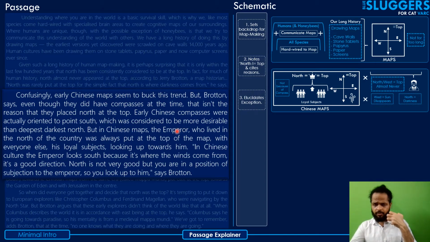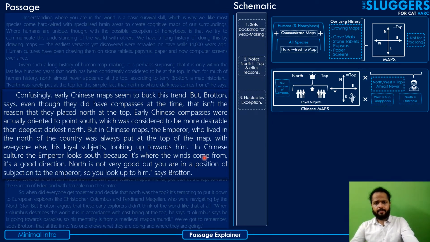Rather, what actually was the reason was that in Chinese maps, the emperor, who lived in the north of the country, was always put at the top of the map. So if the emperor is always put at the top of the map and the emperor lives in the north, then obviously the direction north has to be put at the top of the map, right? And everyone else, all the subjects of the emperor, his loyal subjects, looking up towards him. So kind of to demonstrate the hierarchy there.